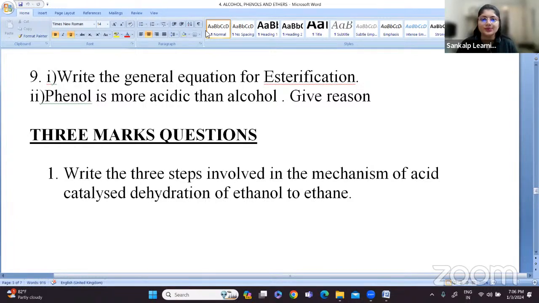So we were discussing that if you write the complete mechanism, and if you forgot to write the positive charge, and all the bonds should be properly written. Suppose you don't, what will happen?